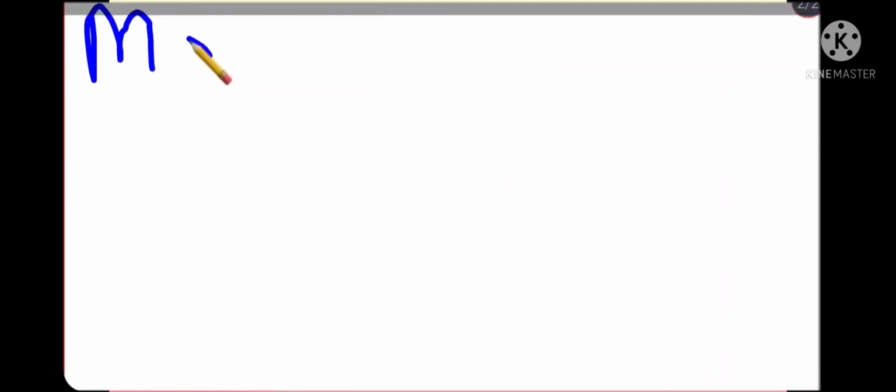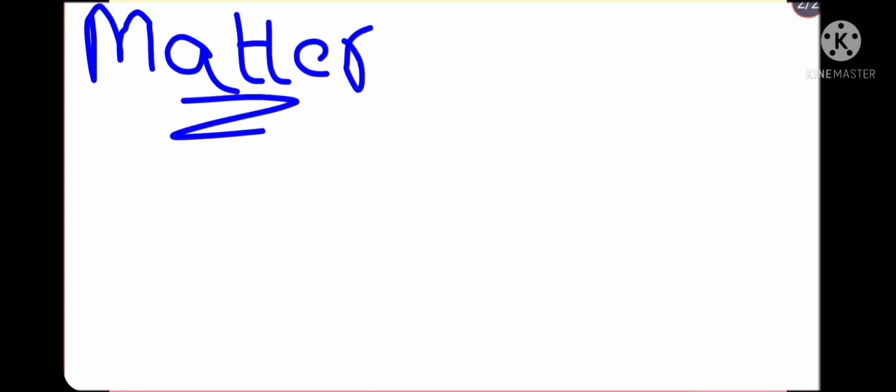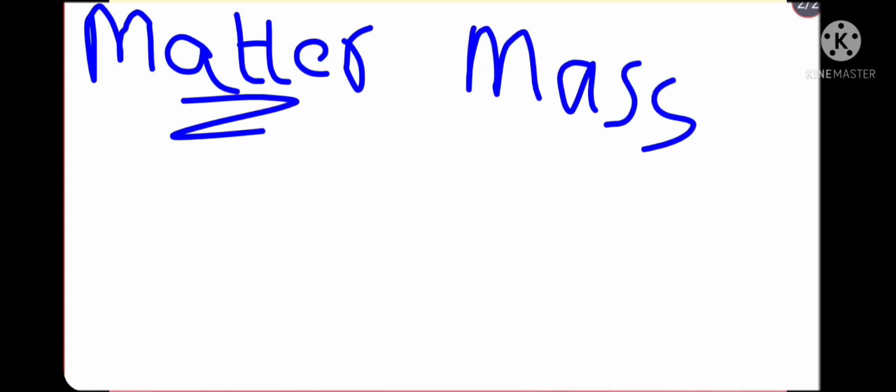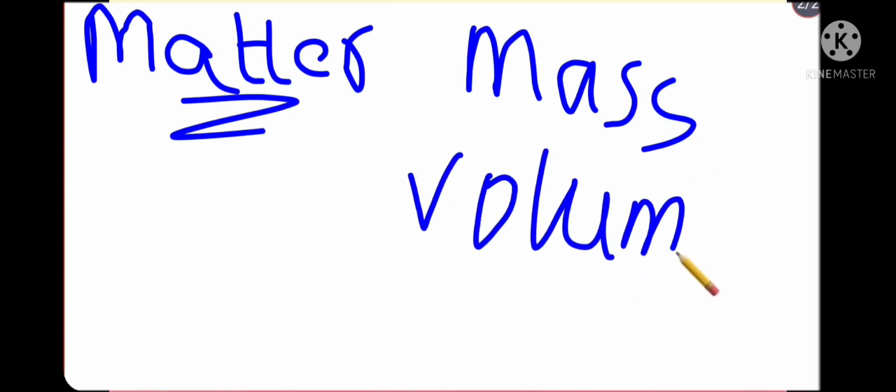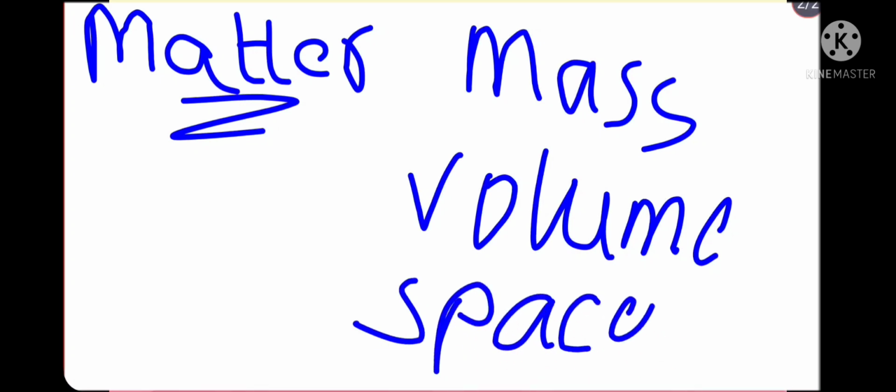Does anyone know the definition of matter? Matter is a substance which has mass, has volume, and also occupies space. So let's take the example of mass. What do you mean by mass? Mass means the weight of an object. Take a book, for example, and see the mass.